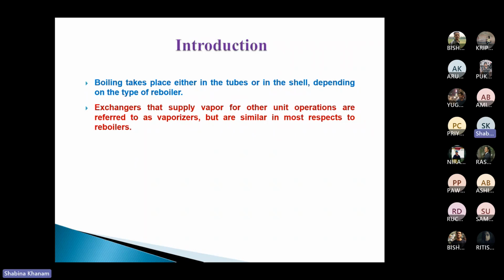So the exchangers that supply vapor to other unit operations are referred to as vaporizers, but are similar in most respects to reboilers. Therefore, the design procedure we will see only for reboilers.